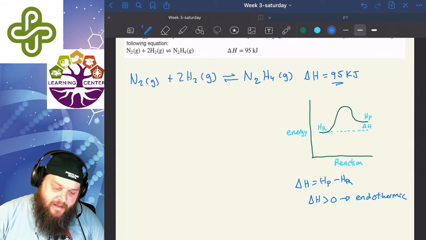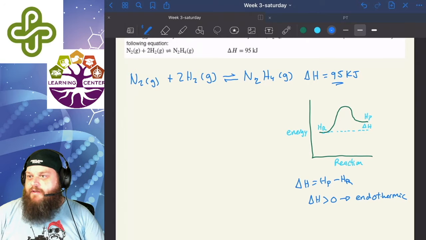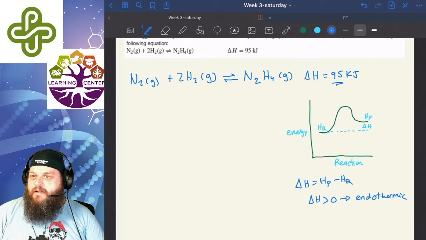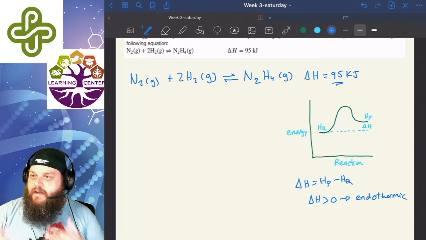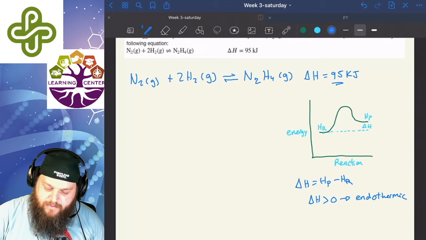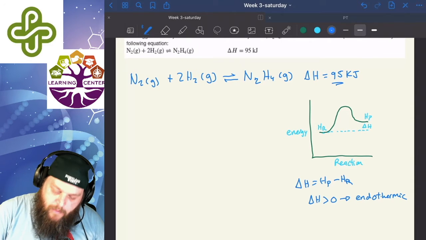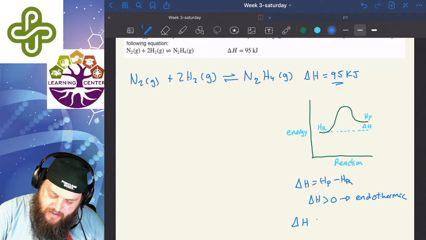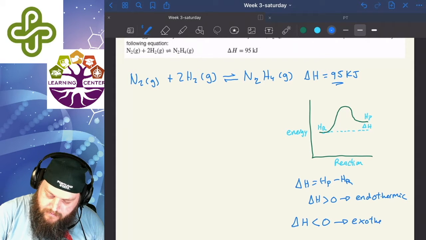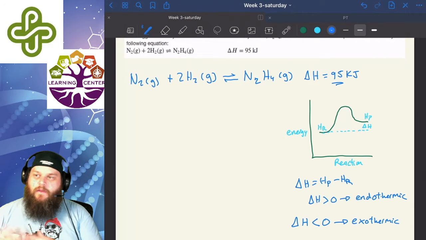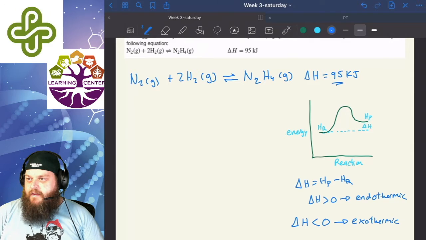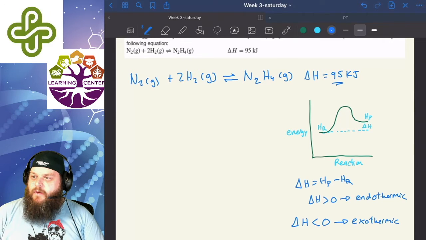And we can see that because N2 gas and H2 gas are elemental gases, right? So they should have really a delta H of 0, where N2H4 should then be a positive number. If we were to have a delta H which is less than 0, that's going to be exothermic, because the energy state of the product is lower than the energy state of the reactant. So when we do products minus reactants, we end up getting a negative number.